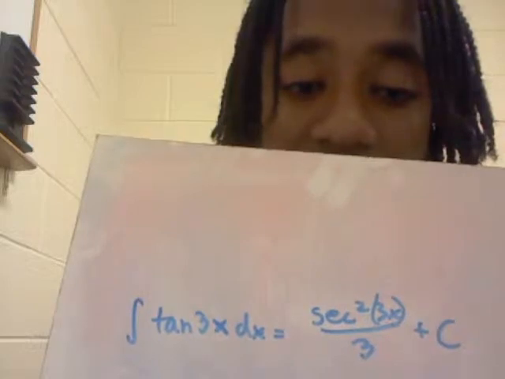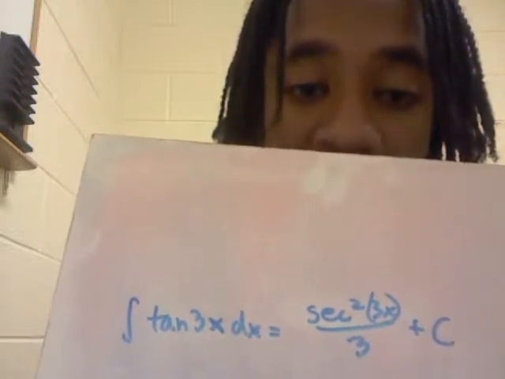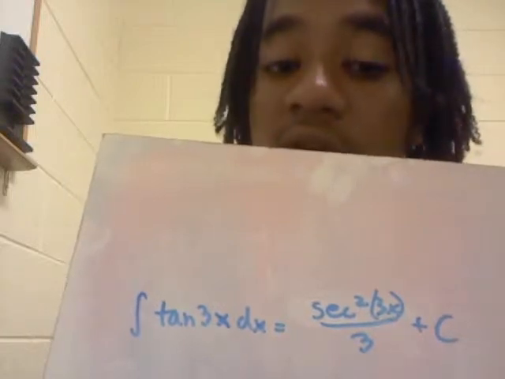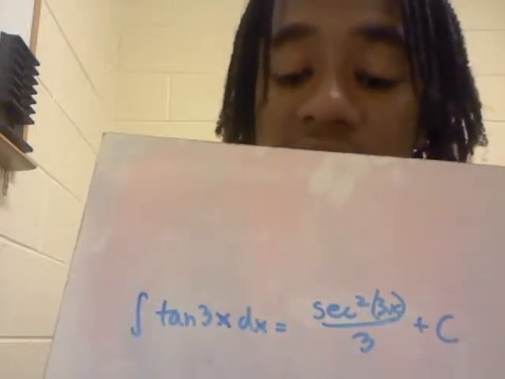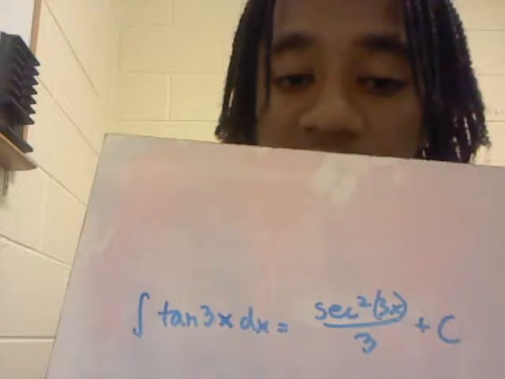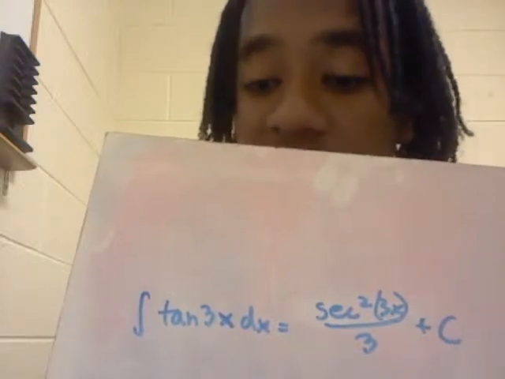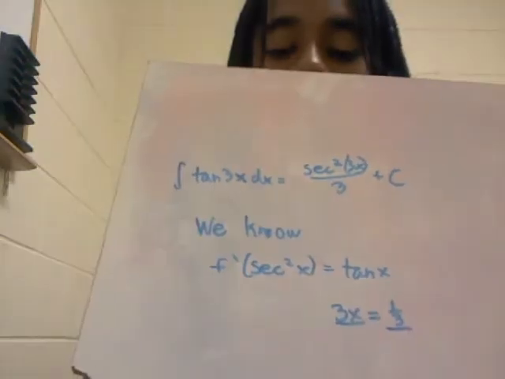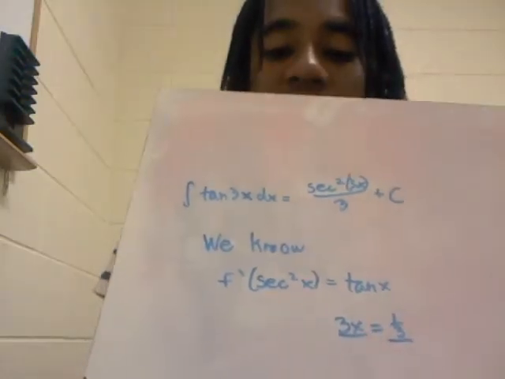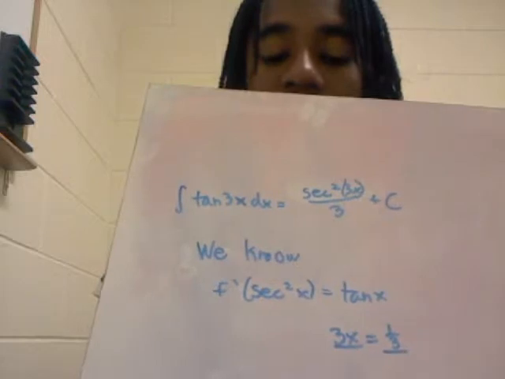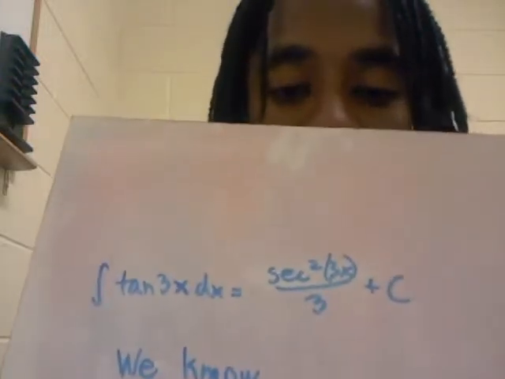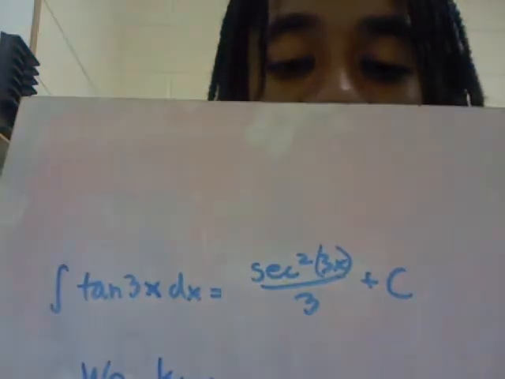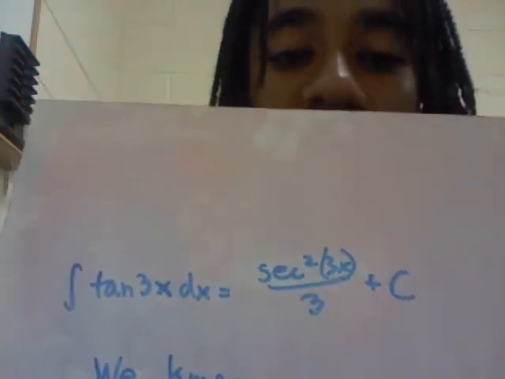Now, it's secant squared, you still have the 3x. And to solve, you have to do the derivative, the inverse derivative. You have to do the derivative and then find the inverse of that function. And the derivative of 3x is going to be 3, and the inverse of 3 is 1/3. So that's how you came upon secant squared 3x over 3 plus c.